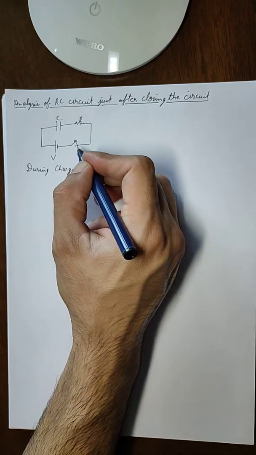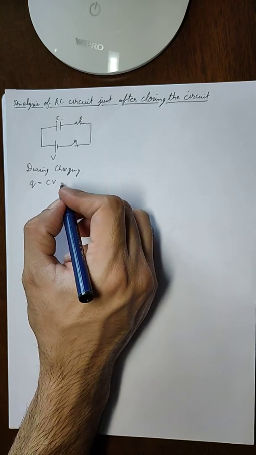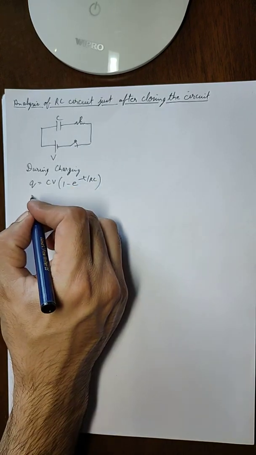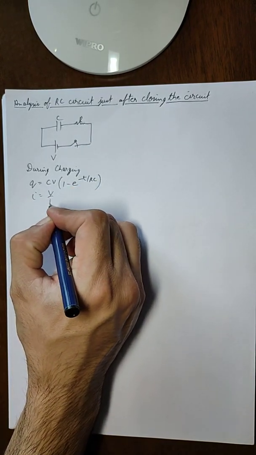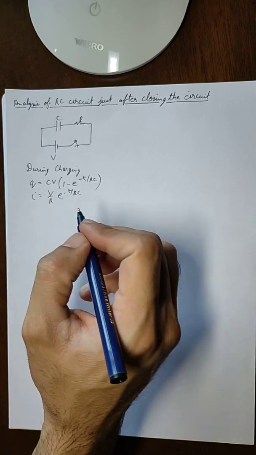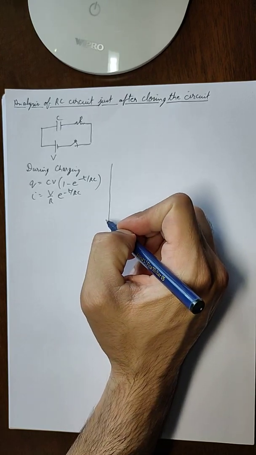So when the switch is closed, we know that the charge that will appear will be equal to CV(1 minus e to the power minus t by RC), and the current in the circuit will be given as V by R e to the power minus t by RC. This formula we have already studied.